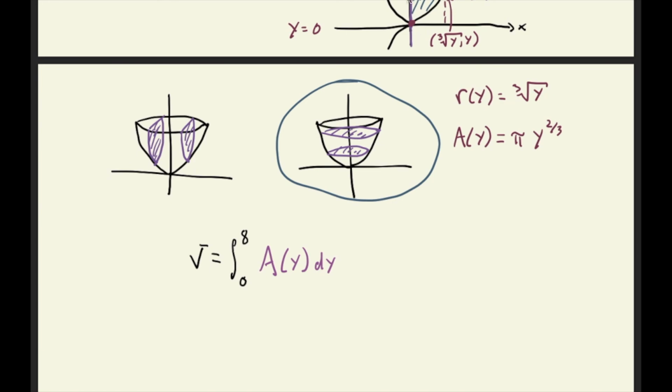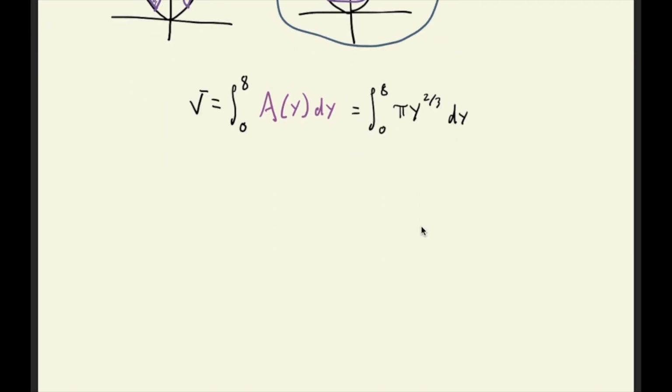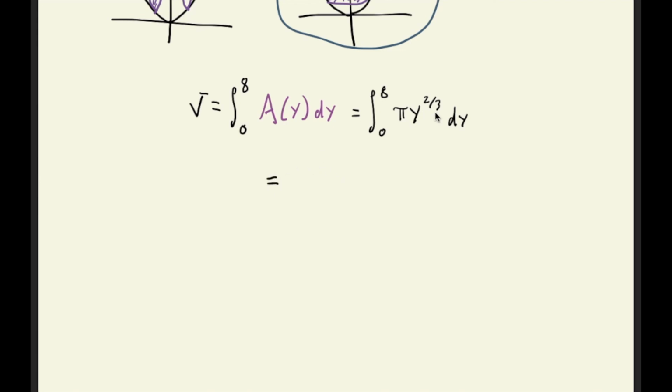But that's it. Now we can solve this integral. This is the integral from 0 to 8 of A(y), which is pi y to the 2/3 dy. Okay, the antiderivative is pretty easy. It's the power rule. So this is going to be pi. If you add 1 to the exponent, you get y to the 5/3, and you have to divide by 5/3, which is multiplying by 3/5. Evaluate from y equals 0 to y equals 8.